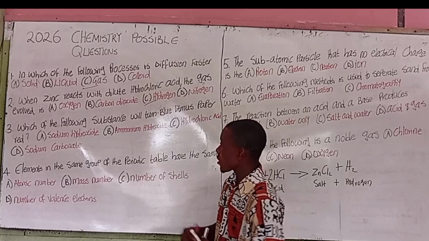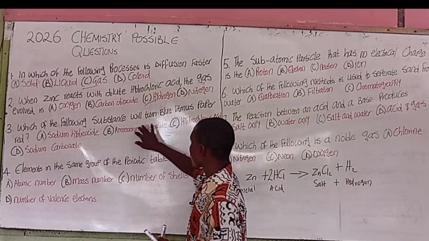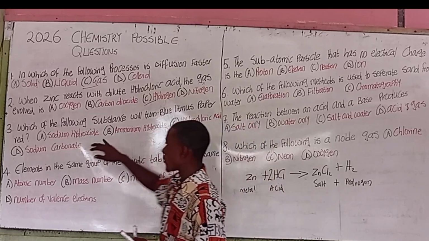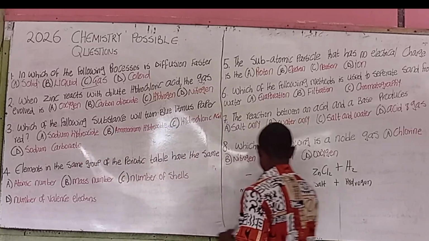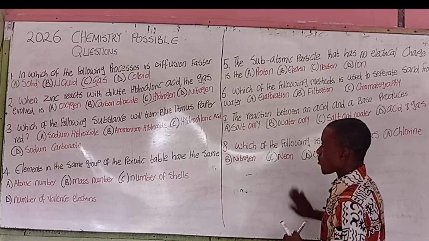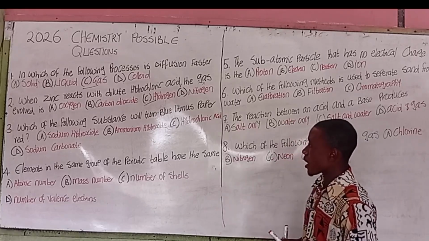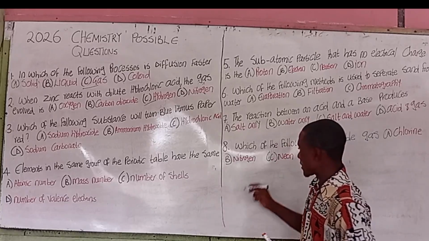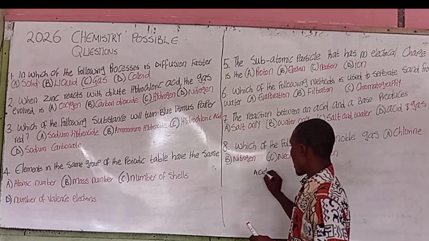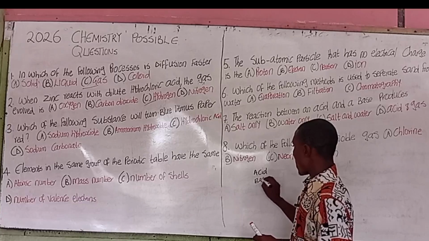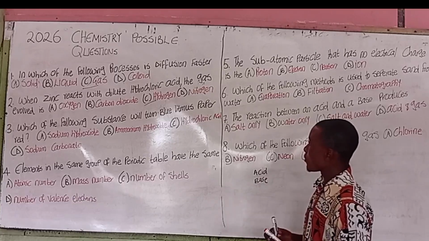Question number 3 says, which of the following substances will turn blue litmus paper red? First of all, we have two kinds of these substances: acid and base. Which of the substances will turn blue litmus paper red?